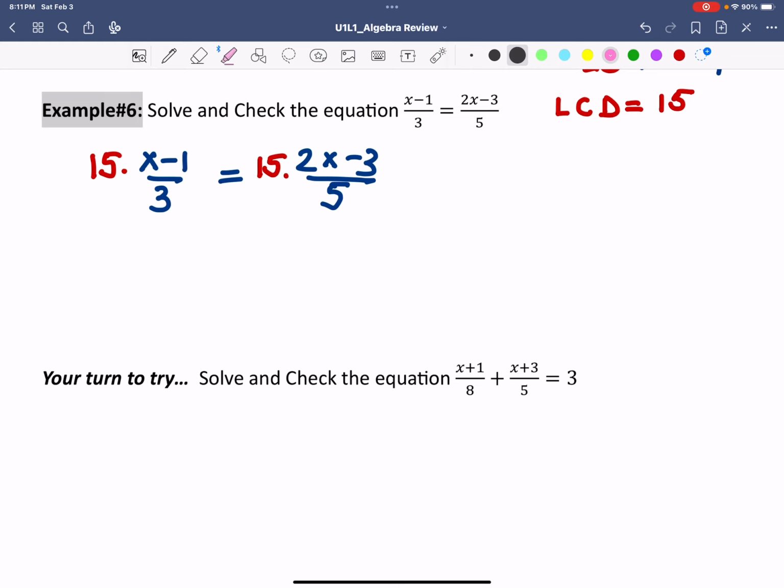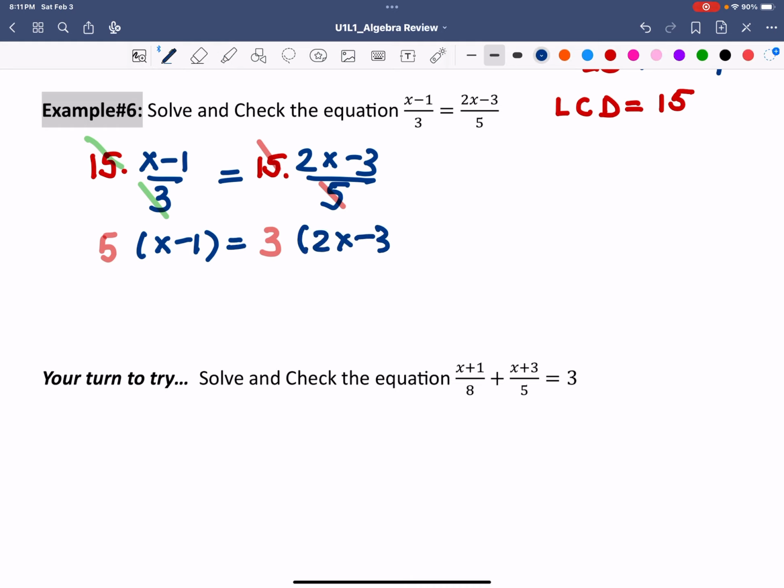And look at the little miracle that we witnessed here. 15 divided by 3 gives 5. And 5 now multiplies x minus 1. Now here, 15 divides 5 to give 3. So 3 will multiply 2x minus 3. So you see now we have an equation that is free of denominators. All we have to do is start solving.